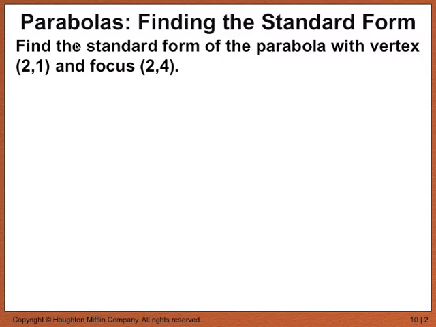Find the standard form of the parabola with vertex (2, 1) and focus (2, 4). Now you should be able to do a rough sketch and then proceed from there. But I'll just walk you through the rough graph part of it first, because this is always a good first step, and this will just be a reminder of why it's a good first step.